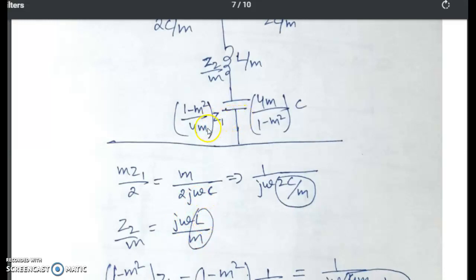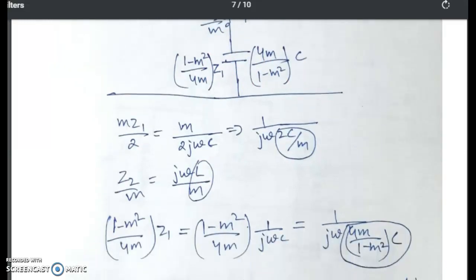Similarly, (1 minus m square) upon 4m into Z1. Z1 is the capacitive impedance, which is equal to 1 upon j omega C. So it is equal to 1 upon j omega times 4m upon (1 minus m square) into C. That means capacitance value is equal to 4m upon (1 minus m square) into C.